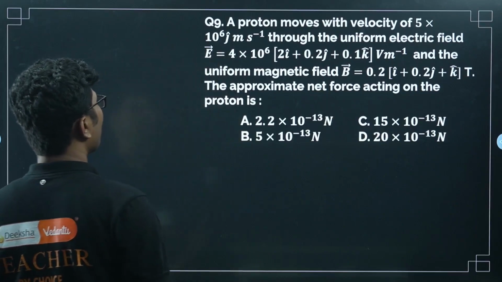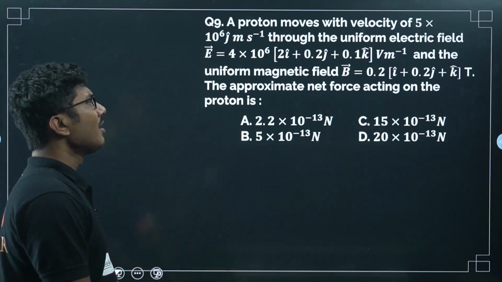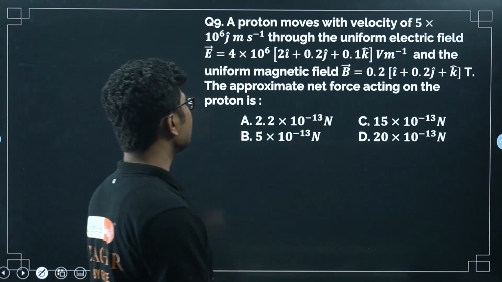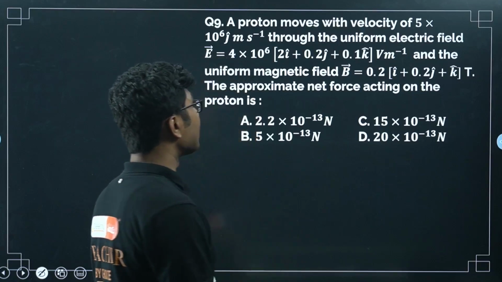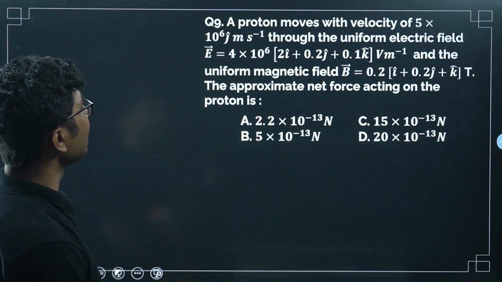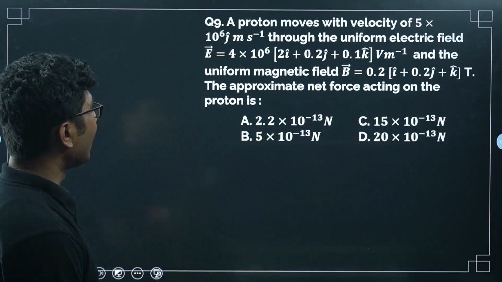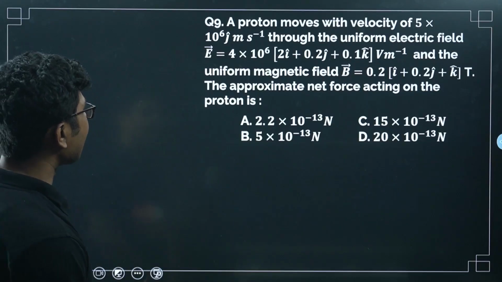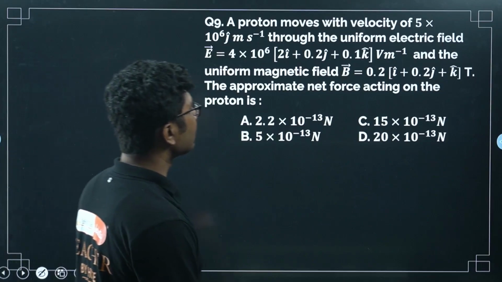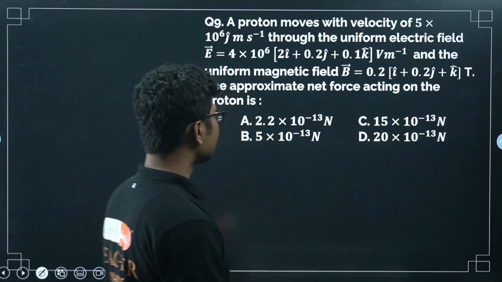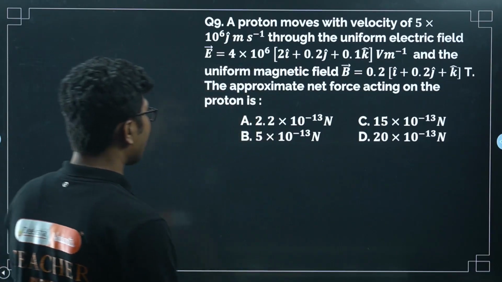Question number 9. A proton moves with a velocity of 5 times 10 to the power of 6 j cap meter per second through the uniform electric field E equals to 4 times 10 to the power of 6 value is given, and the uniform magnetic field B is equals to 0.2 Tesla. The approximate net force acting on the proton is.